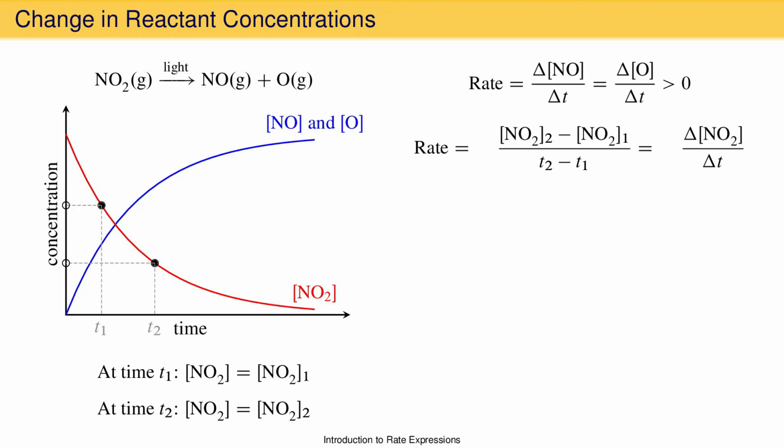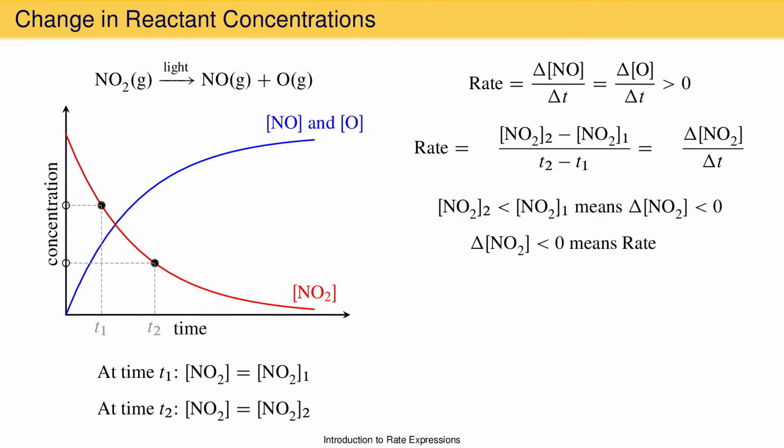But there's a problem with this. The second NO2 concentration is always less than the first concentration because reactant concentrations decrease as time increases. This means that the change in concentration of NO2 is negative, which in turn means that the rate of reaction computed using reactant concentrations is negative. This is not what happened when we computed the rate of reaction using product concentrations. Does the reaction have two rates?